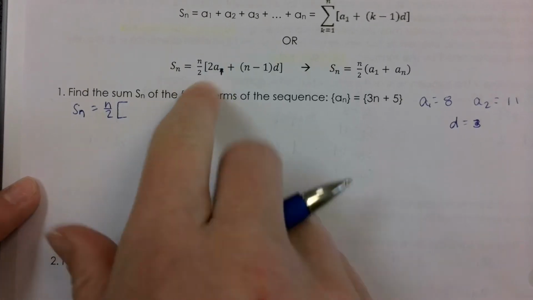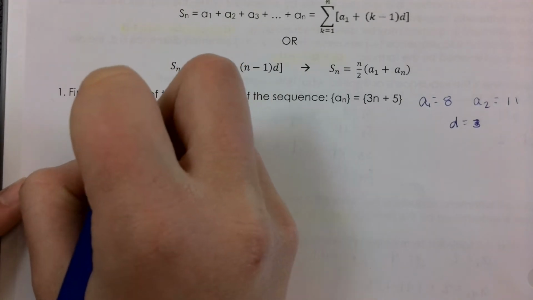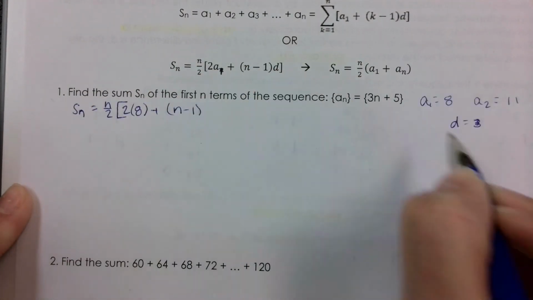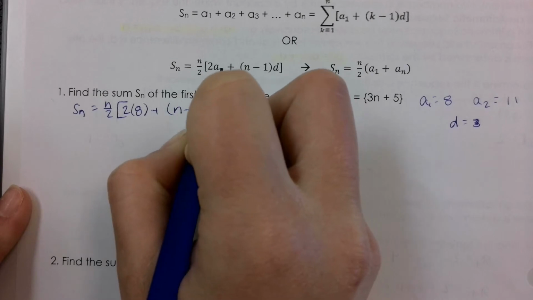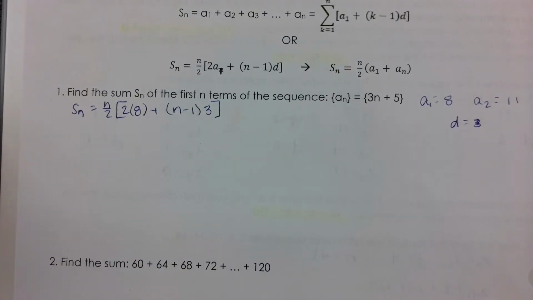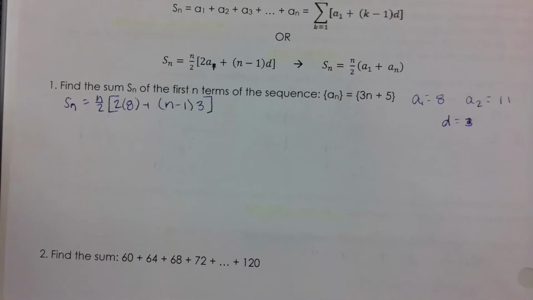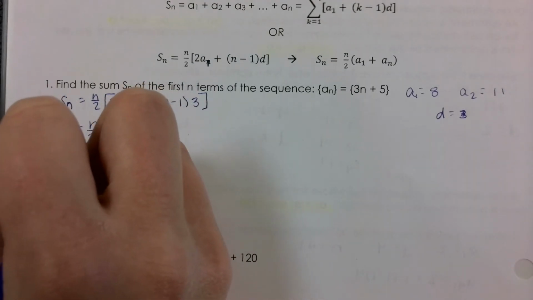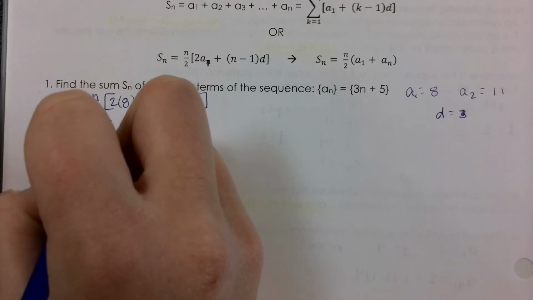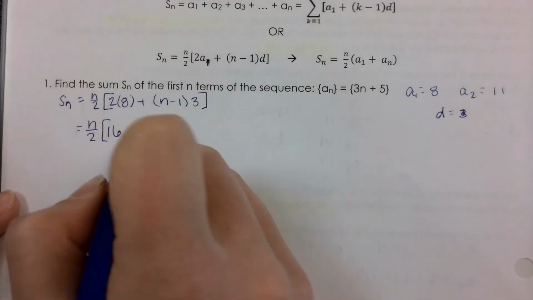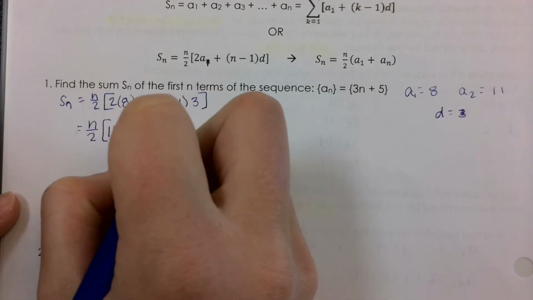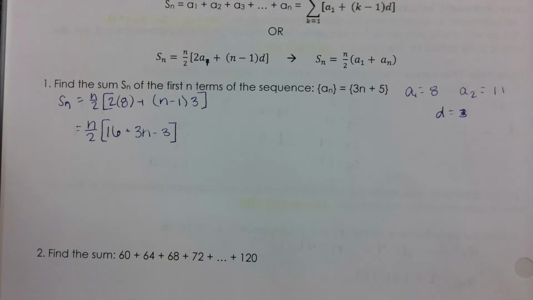So where it says 2 times a sub 1, we'll do 2 times 8 plus n minus 1 times d, which was 3. Is that all right? So we'll clean that up a little bit. We've got n over 2 outside still. And then 2 times 8 is going to give us what? 16. And then we'll distribute the 3, so 3n minus 3. And then we can combine the 16 and the 3.